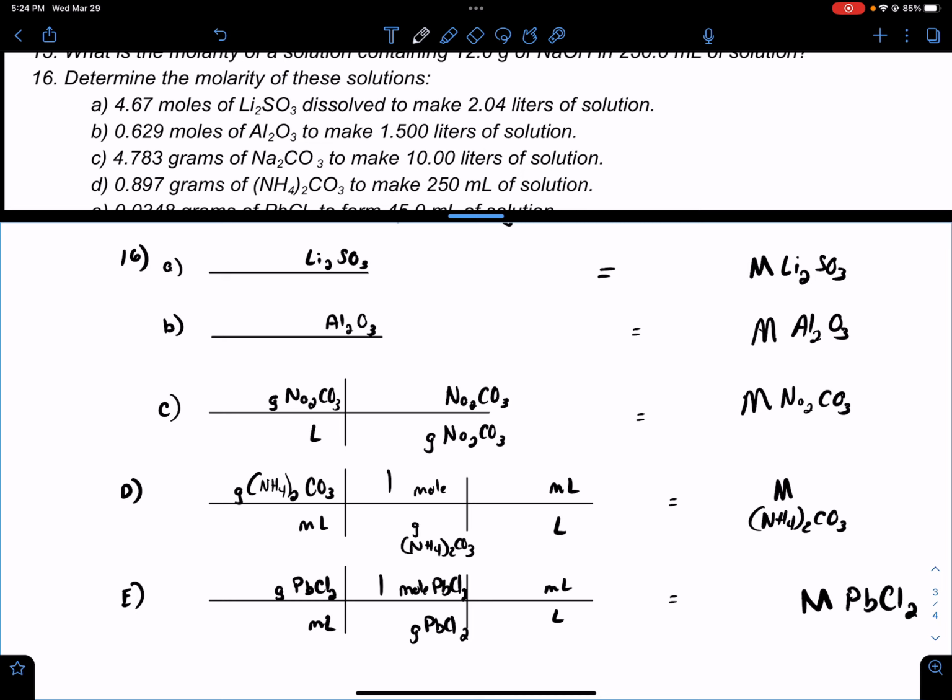I'll do one of them here, because everybody in the past looks at question A and says, oh, there's got to be more to it. Well, you're figuring out molarity, right? Molarity is 4.67 moles per liter of solution. Well, what is your number of liters? 2.04 liters. Look at your units. Mole over liter, that's the unit for molarity. You're done. You don't have to do anything extra.